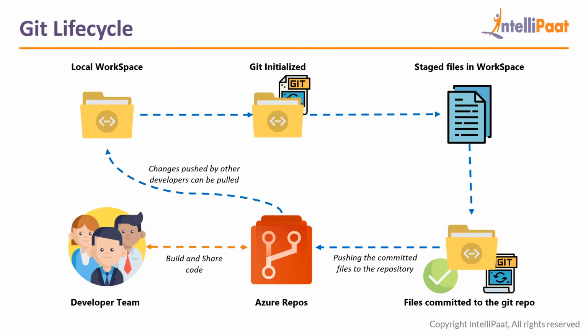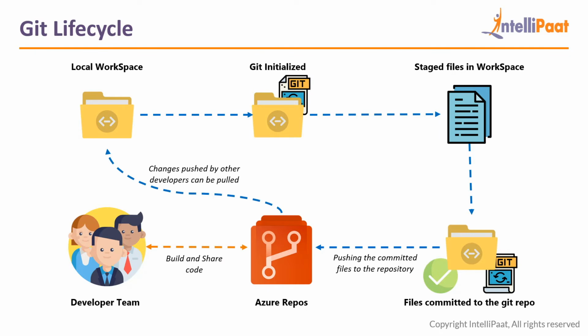So once you commit that, now the repository will know which are the files which should be pushed into the Azure repos repository, that is the remote repository. Then you use the git push command to push it into the repository. Now all the files are available in the repo. Now you can have a developer team which can build and share code to that Azure repo.